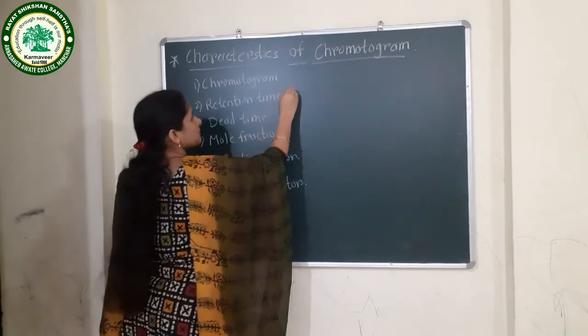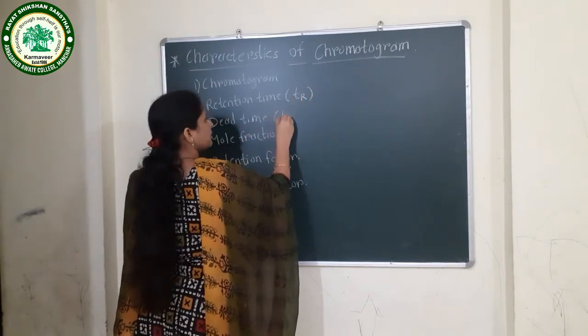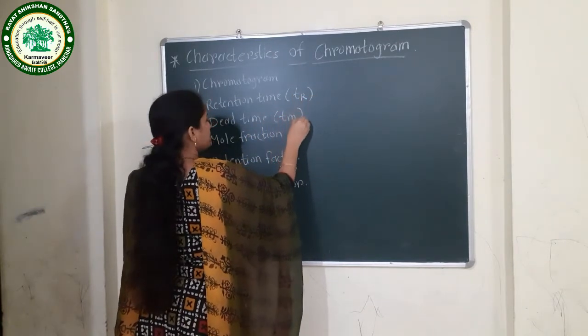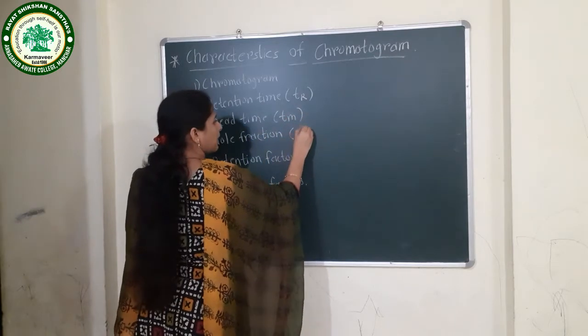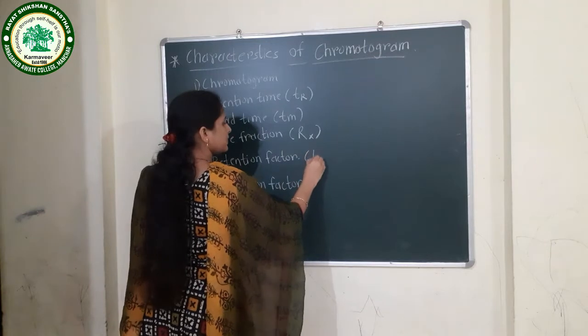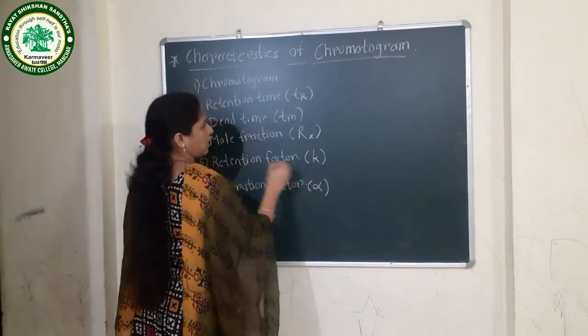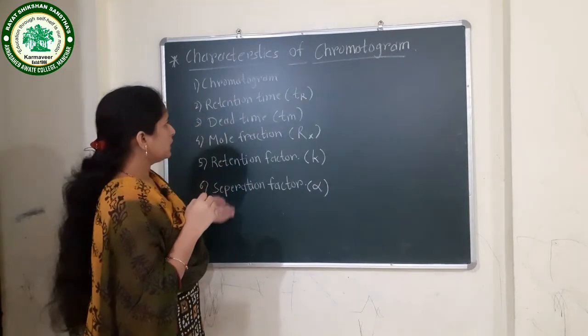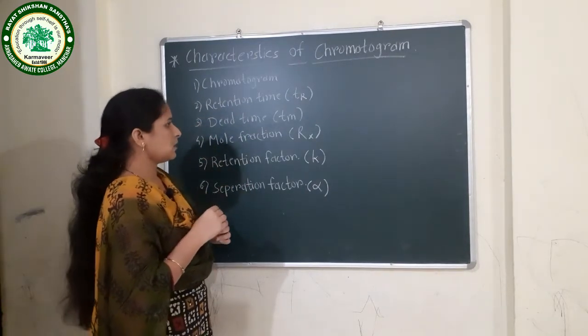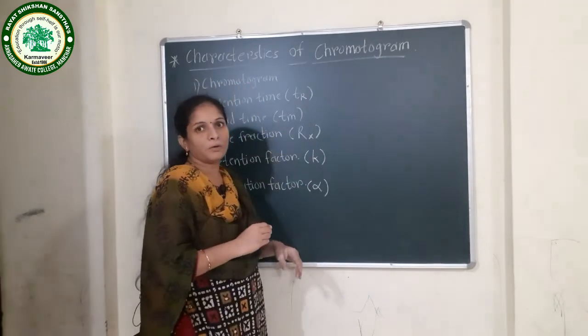The retention time is given by TR, dead time is given by TM, mole fraction is given by Rx, retention factor is given by small k, and separation factor is given by alpha. Now we will derive the equation for all these components. Okay. Now firstly we will see what the chromatogram is.